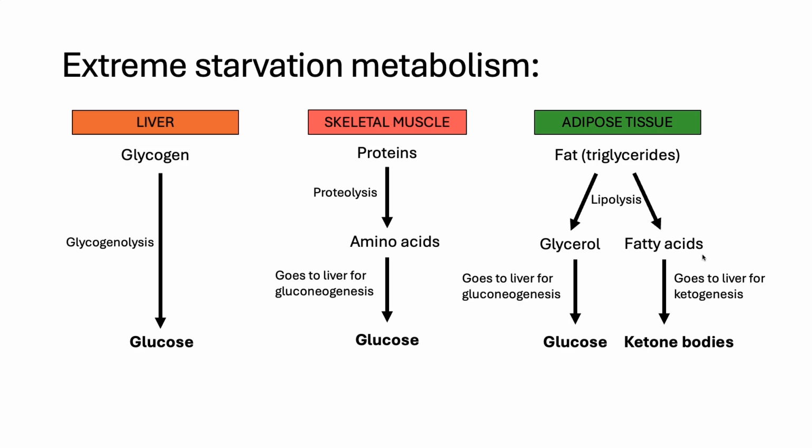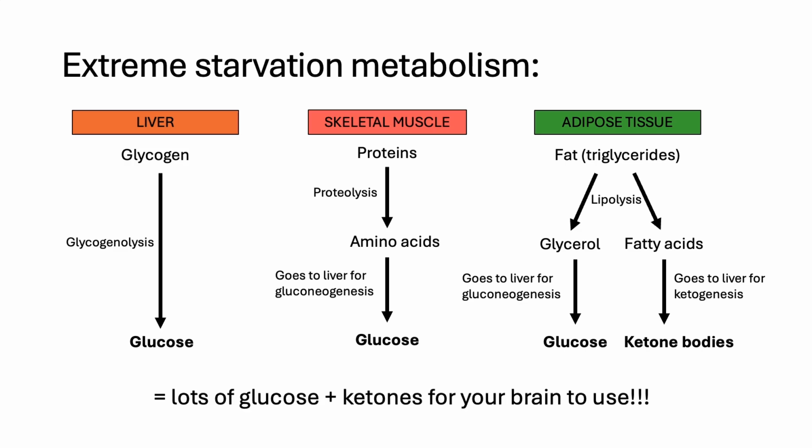And then finally, the fatty acid component of fat goes again to the liver where everything happens, and the liver takes it and undergoes ketogenesis to make it into a ketone body. The outcome is lots and lots of glucose and ketones for your brain to use. So this is what happens in extreme starvation.